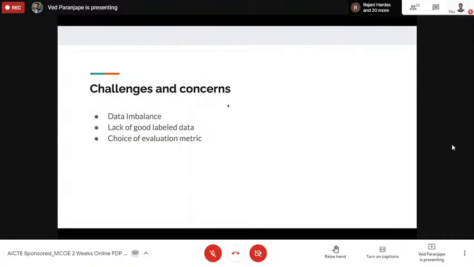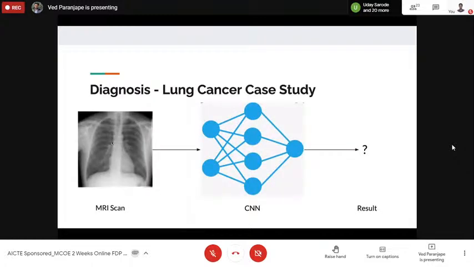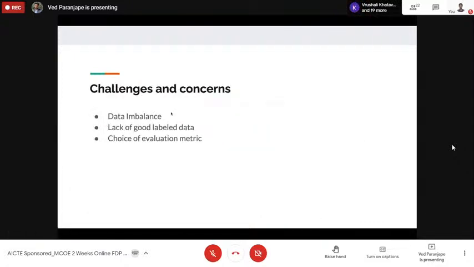Okay, challenges and concerns about diagnosis. As we saw in this image, this is a negative image, but there are positive images also. The number of positive images is very small, and that leads to data imbalance problems. The amount of positive examples and negative examples for training a neural network need to be close, comparable, in equal proportions. So this is one of the major problems in data related to disease classification.